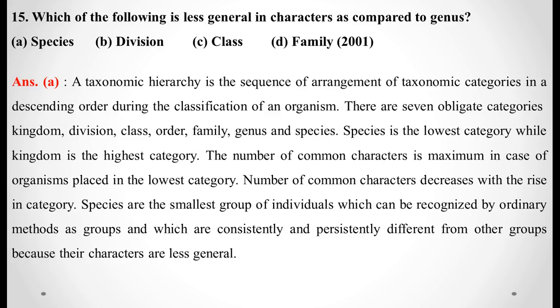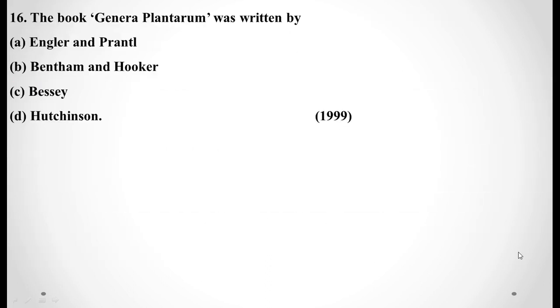Then move to the next question, that is question number 16. The book Genera Plantarum was written by which scientist? That is, scientist Bentham and Hooker. So the right option is option B, Bentham and Hooker.